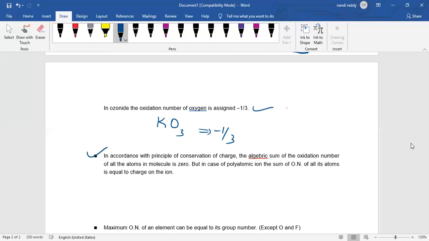The algebraic sum of the oxidation numbers of all the atoms in a molecule is 0. For example, here H2S. In this case, there is no charge on the molecule. So whatever you are calculating, for hydrogen this is generally the +1 oxidation state, 2 into 1. But for sulfur, if you don't know the oxidation number, assume it is X. Because there is no charge, we set it equal to 0. That is the meaning of the first statement.